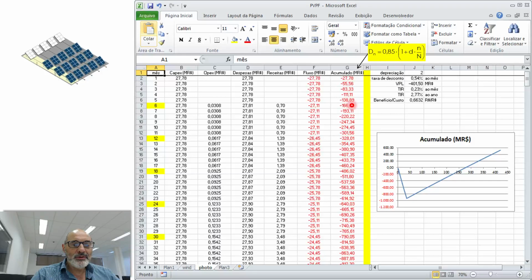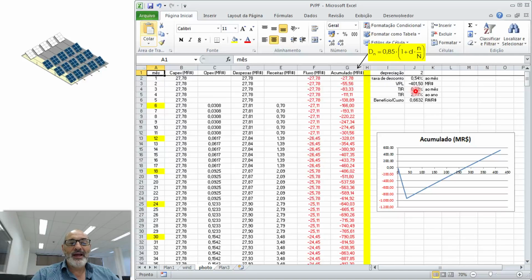Well, anyway, once you have this column here, which is your cash flow, you calculate those econometric parameters. So I'm fixing the same discount rate, 0.54 a month. The net present value is negative, 401 million reais. The annual internal rate of return is 2.75, and the benefit-cost ratio is 0.66. So you already see that it's very, very non-attractive.